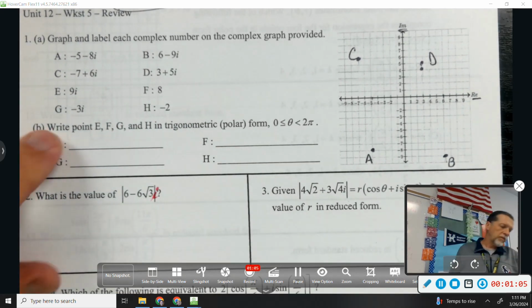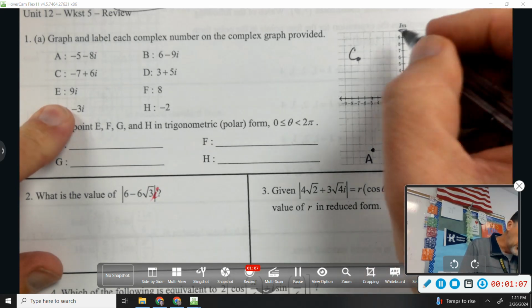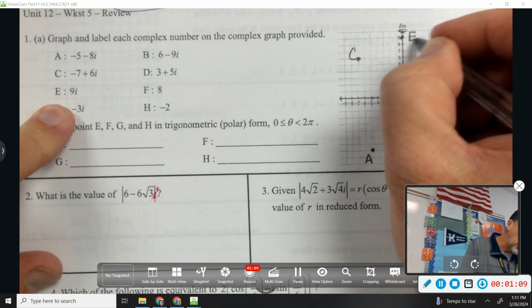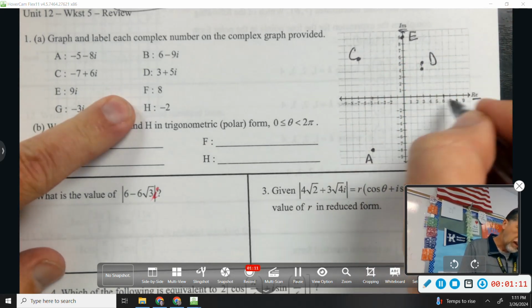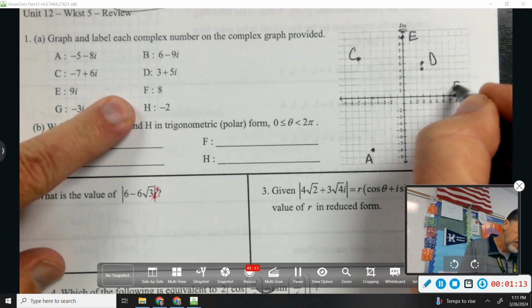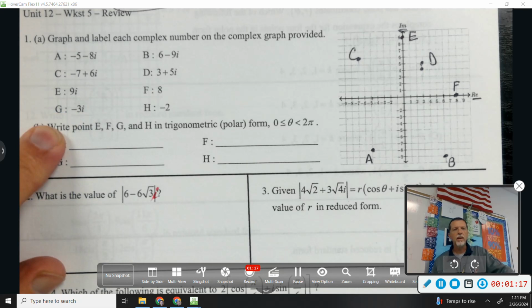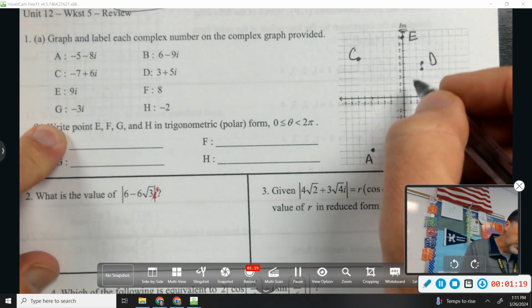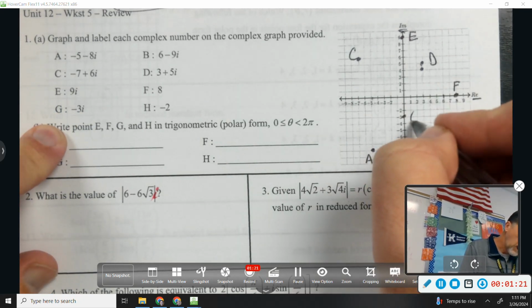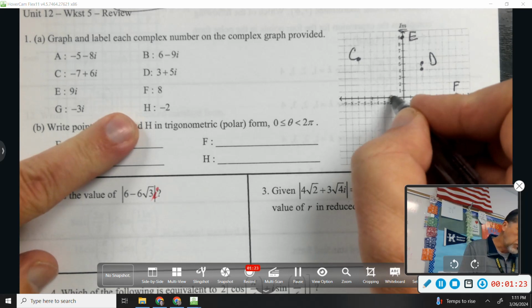And the others are even easier. 9i would be up there, that's E. F is 8 on the positive, or on the positive real axis, I guess I should say. Negative 3i would be down 3. And negative 2 would be left 2.